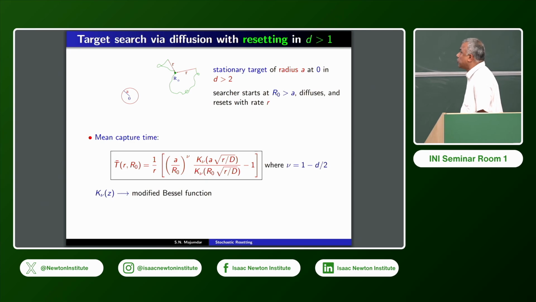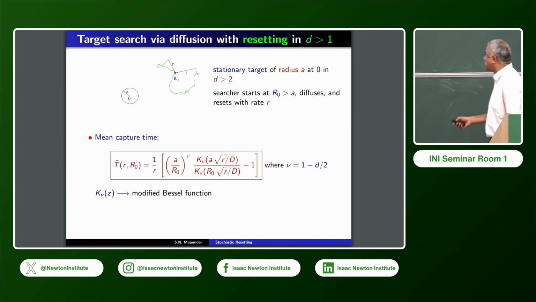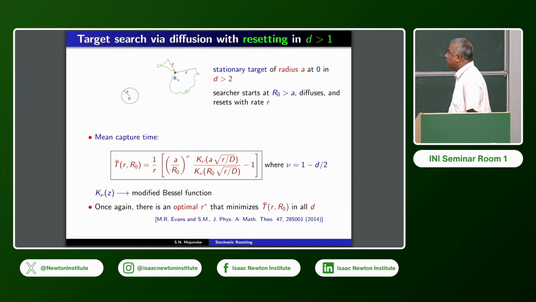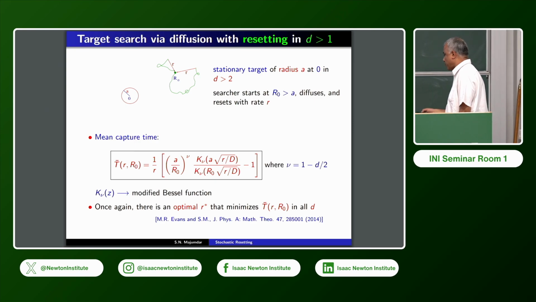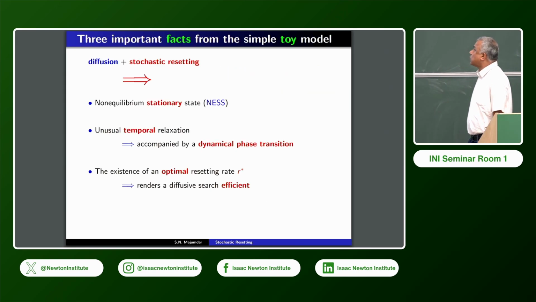I'll not go into the computation. The mean first passage time is expressed in terms of modified Bessel functions, but the main conclusion is that once again, in any dimension d, you find that there is an optimal R star. Of course, R star depends on d. R star minimizes the t bar, the mean first passage time. So the fact that an optimal R star exists is true in any dimension. Okay. And so this was actually quite nice.